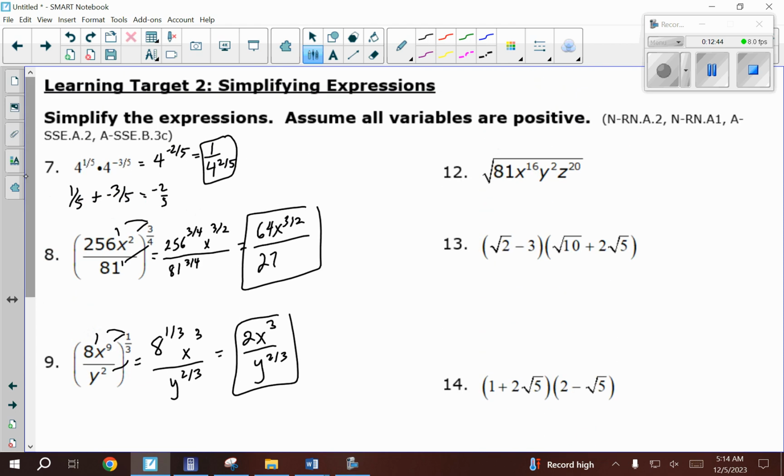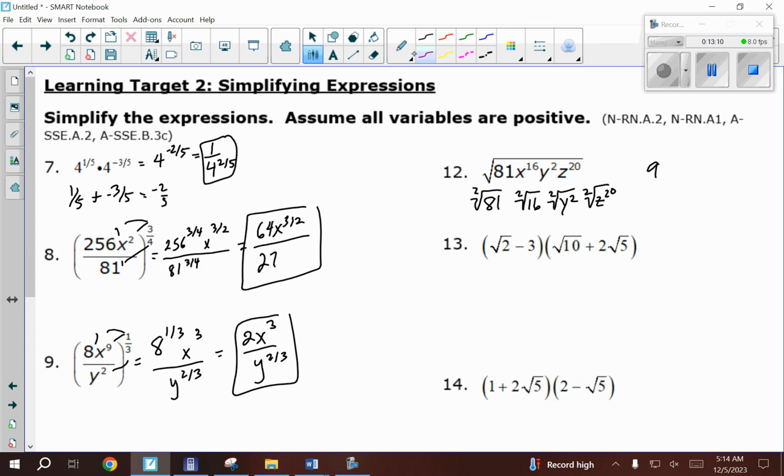Okay, next question. We can kind of treat this the same way. We can break it up. So 81, square root of 16, square root of y squared, and then square root of z to the 20. So remember that these are 2's. Numbers can be put in the calculator. So the square root of 81, that's just 9.